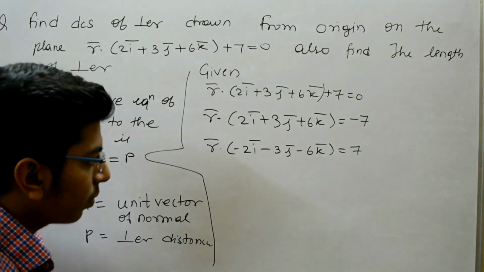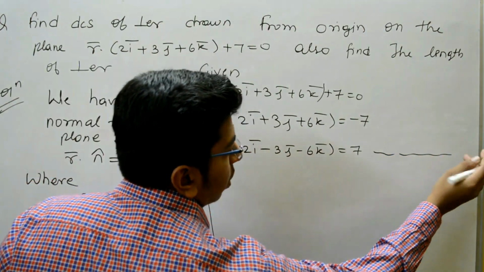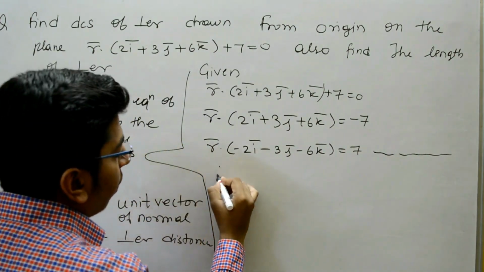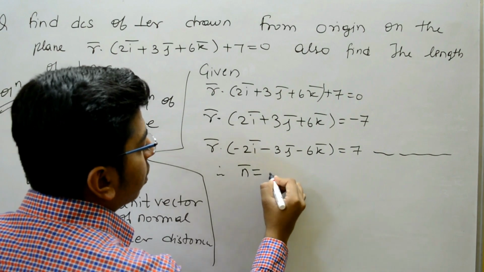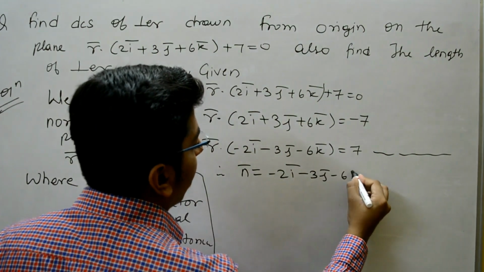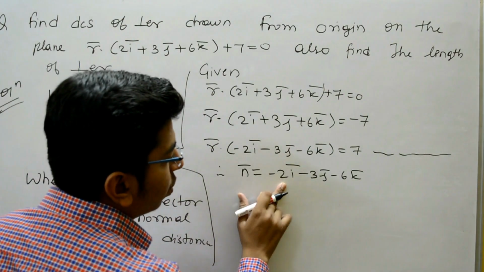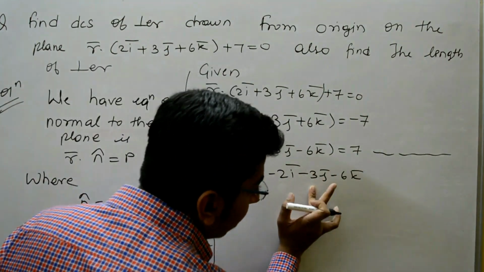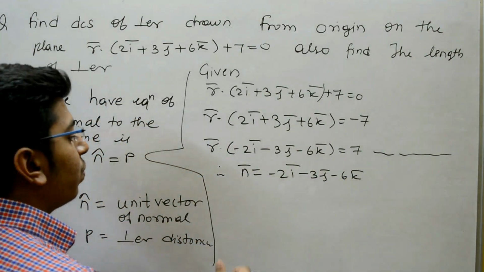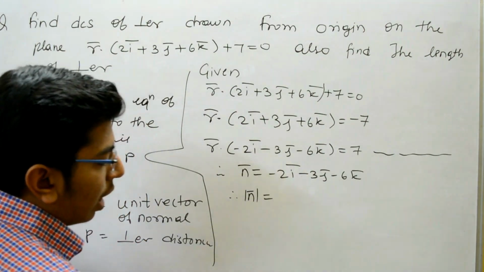Okay, write it here, this is the equation of the plane. Therefore n bar is equal to -2i bar minus 3j bar minus 6k bar. Okay, n bar is equal to -2i bar minus 3j bar minus 6k bar. So now we just have to find out the magnitude of n bar.